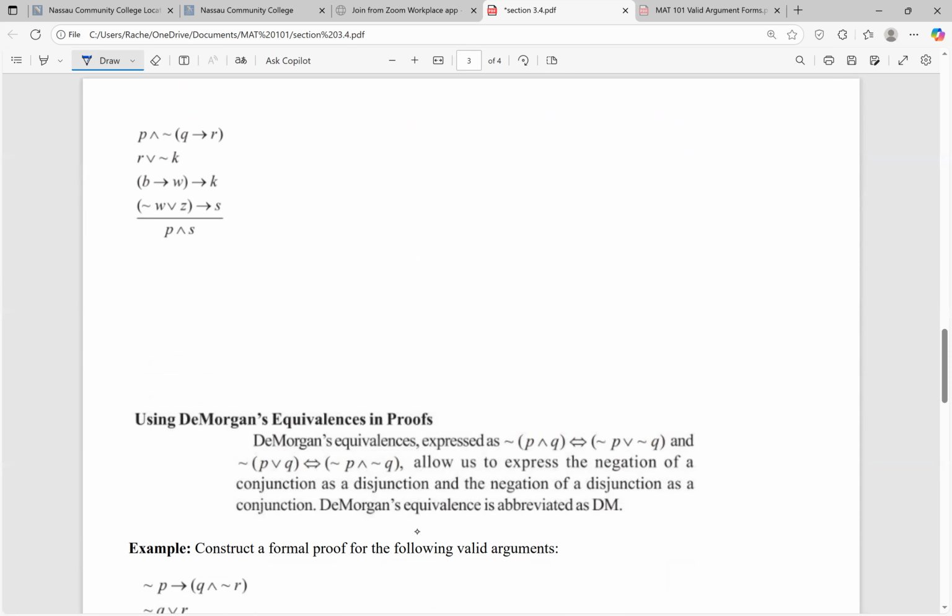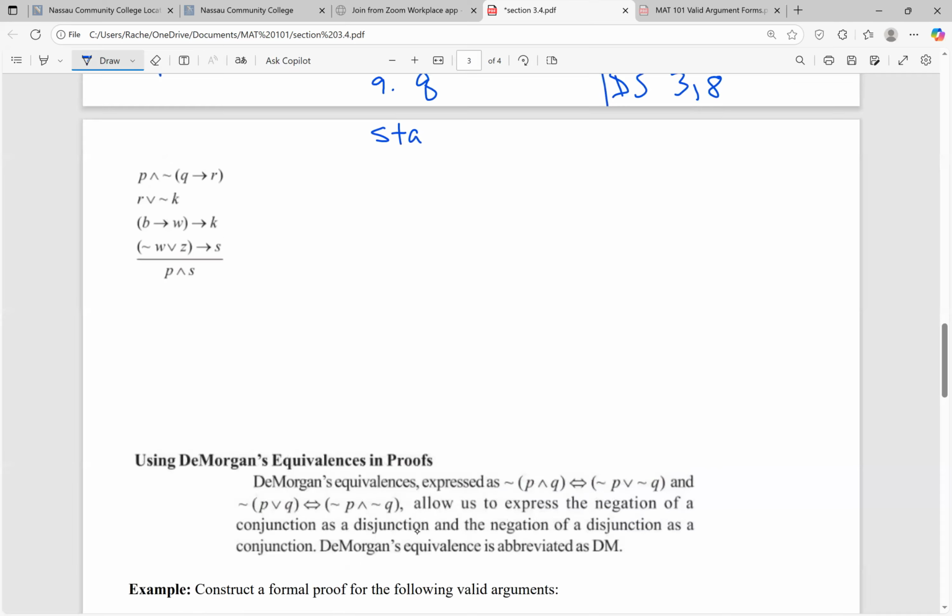So let's do one more where we might have to apply the conditional negation. So set up your statements and reasons. For this argument, we have 4 premises. Kind of a lot going on here. I have conjunctions, disjunctions, conditional statements, and my conclusion's a conjunction.